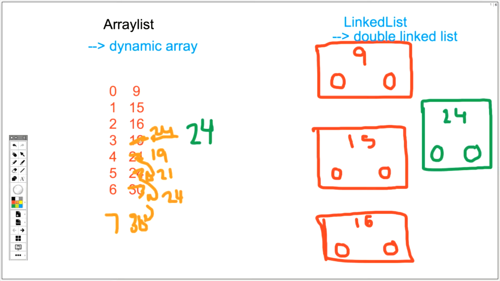Now, it doesn't seem as complicated, right? Because we pushed starting from index 3 and then went to index 7.